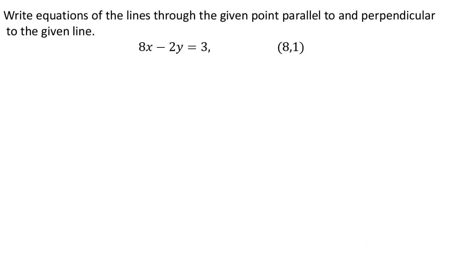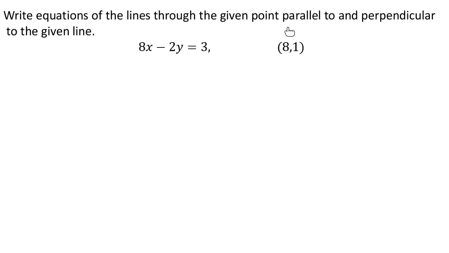All right, let's move to the next set of equations. It says here, write equations of the lines through the given point, parallel and perpendicular to the given line. First of all, they give me this equation in general form, where I have 8x minus 2y equals a constant. But in this format, I cannot tell what the slope is, and I need to know what the slope is.